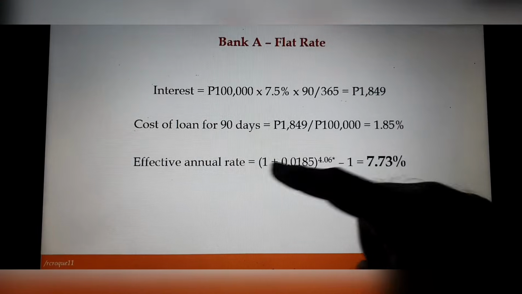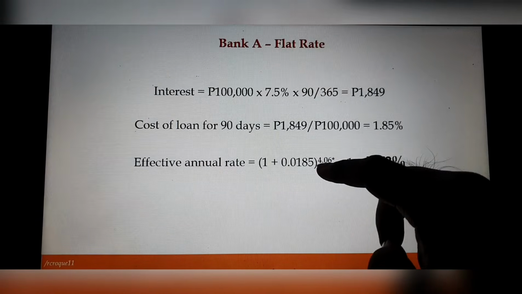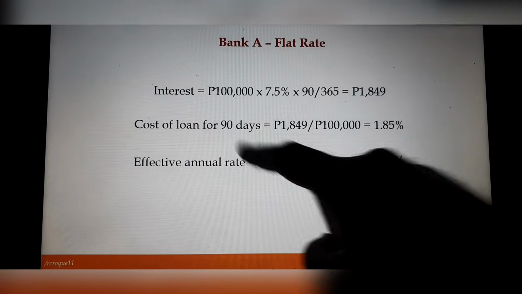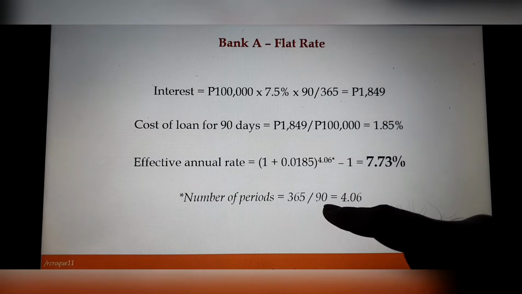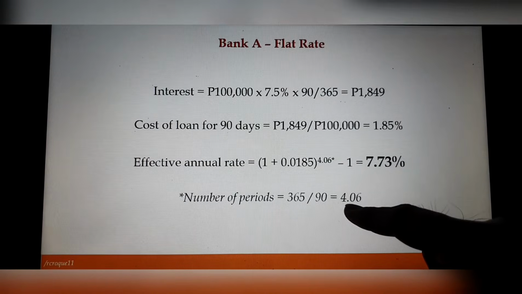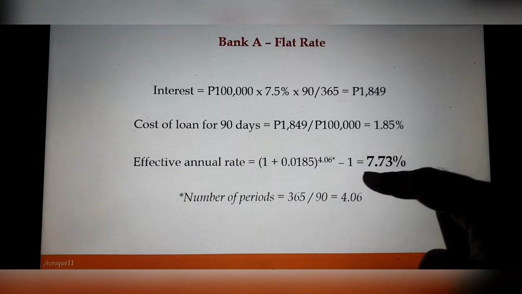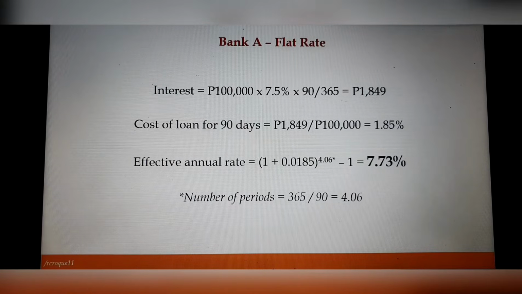The effective annual rate is 1 plus yung ating cost for 90 days raised to the period here. Ang period natin dito ay, since ito ay pang 90 days, compute natin, 365 over 90 days. So, how many periods? That is 4.06. Okay, whatever the answer is, minus 1, that is your effective annual rate.